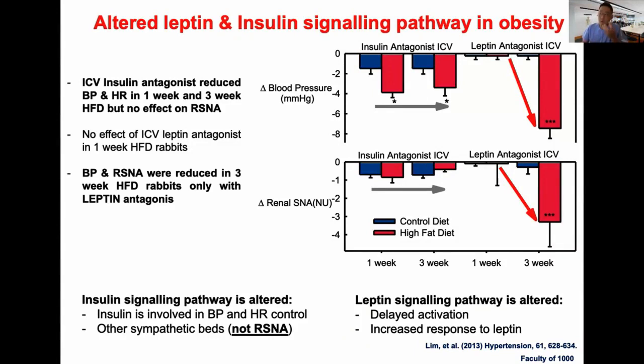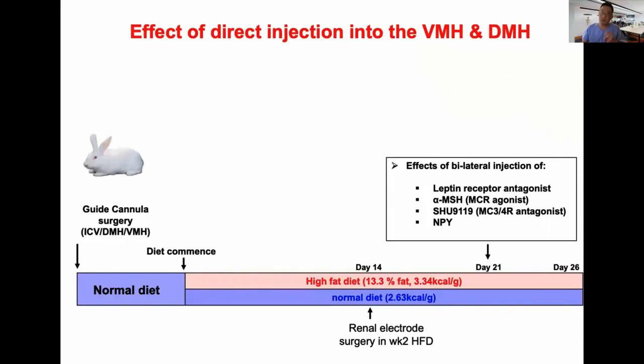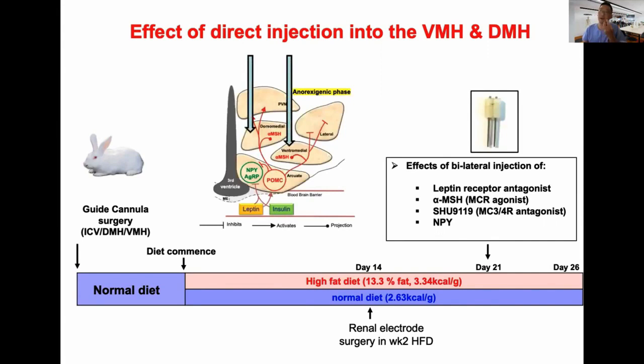So to answer which part is driving this, we focused on the ventromedial hypothalamus and the dorsomedial hypothalamus, which are the known parts of the hypothalamus that drive the changes in the sympathetic nerve activity. So to investigate this, we performed a similar experiment where there was a direct injection to the dorsomedial and the ventromedial hypothalamus.